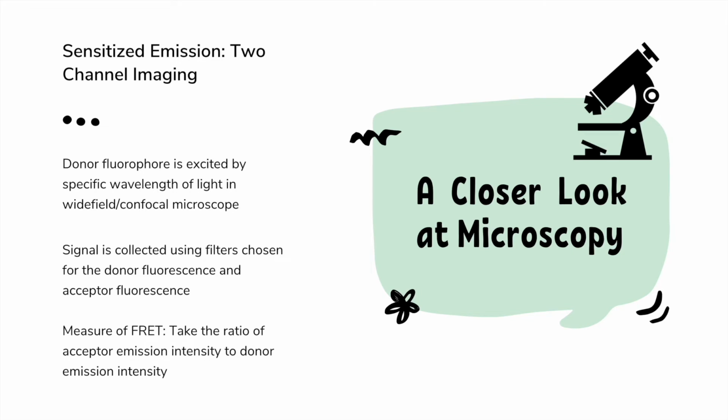The method that we just described is called sensitized emission, where two-channel imaging or two-color ratio imaging occurs. So just to reiterate, the donor fluorophore is excited by a specific wavelength from the light source, and the signal is collected using emission filters chosen for donor fluorescence and acceptor fluorescence. A measurement of FRET can be recorded by taking the ratio of acceptor emission intensity to donor emission intensity. This can be at one time point or over time, depending on your experiment. Sensitized emission is one of the simplest methods of FRET. However, there could be crosstalk between fluorescent proteins, which could pose potential problems.